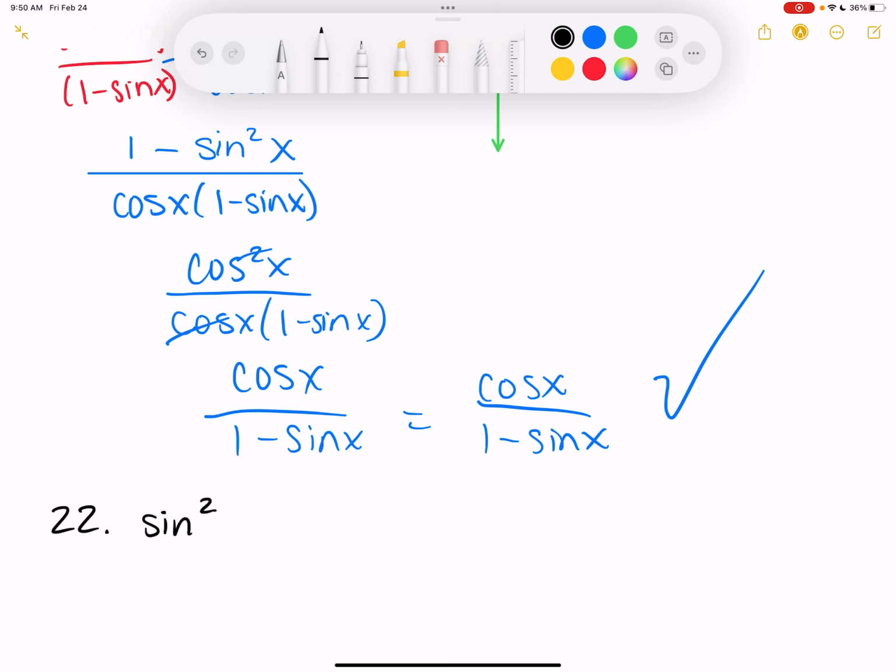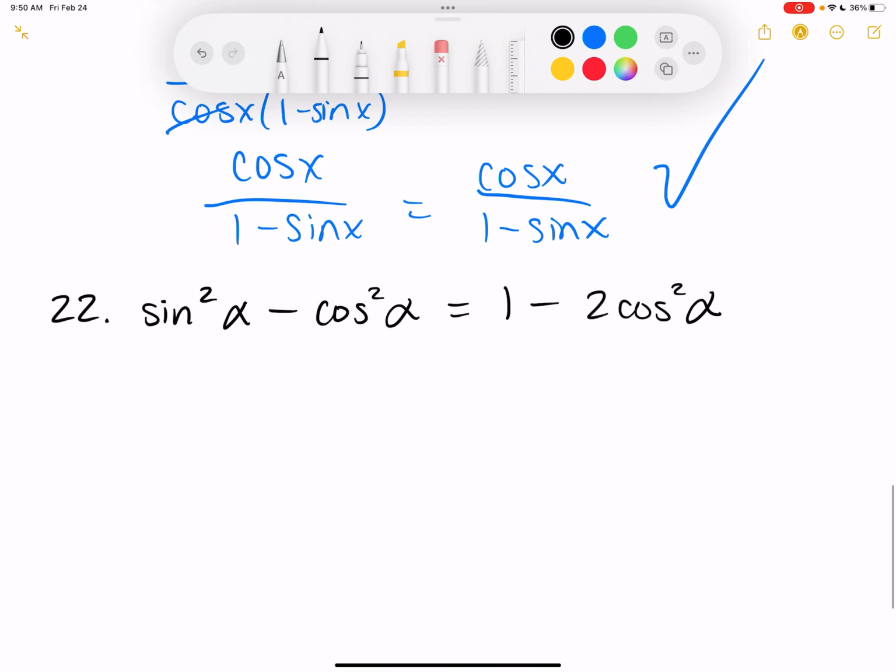Sine squared of alpha minus cosine squared of alpha is equal to 1 minus 2 cosine squared of alpha. Or fish, as some people like to call it. Oh man, well, I wrote theta, so that's fine. Not a problem. I don't know why when I heard alpha, I just wrote theta. Okay, well, you're gonna have to wait.